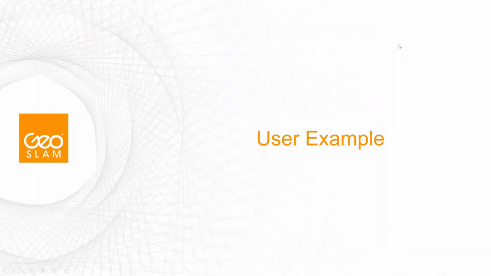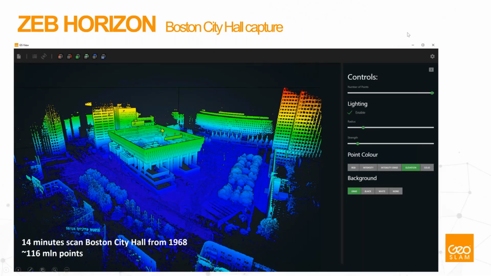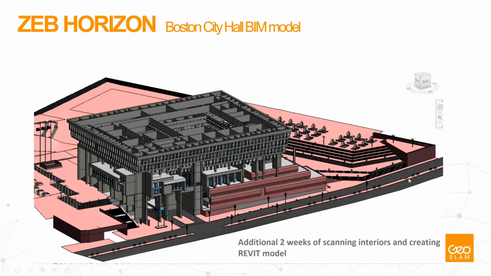All right. So by following the previous workflow from the user as defined before, this is an example they did in Boston. The scan with Horizon took about 14 minutes, and about 116 million points have been captured. It then took about 2 additional weeks of scanning interiors and creating the Revit model to produce this result.